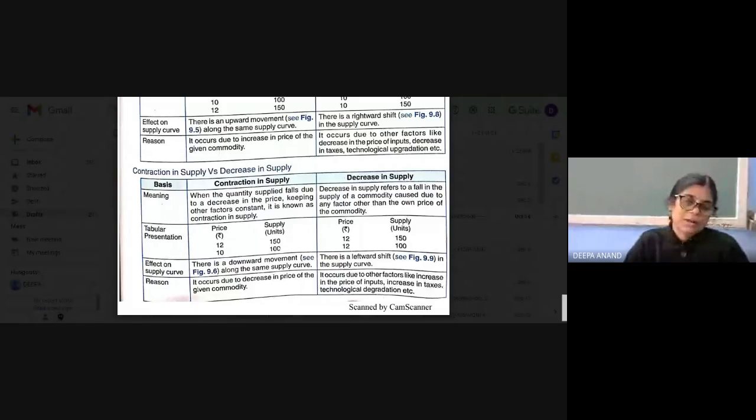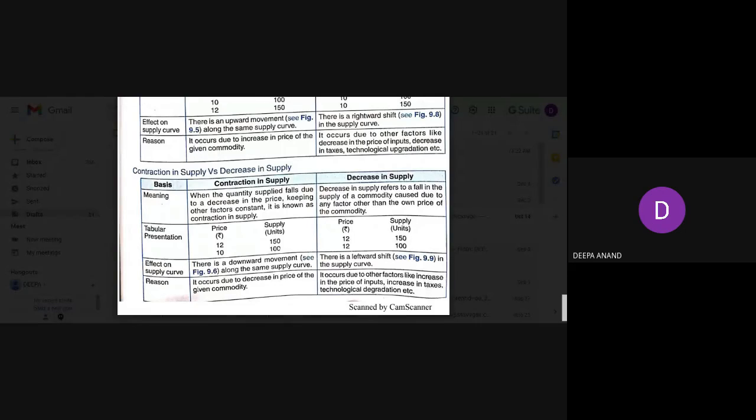To example thoda samajh ke likhna. Contraction hai to supply kam dikhana hai. So in the first case it's due to the price, to price kam karna to supply bhi kam hogi. And second case decrease in supply, supply yahan par bhi decrease hogi but price remain unchanged because this happened due to the change in other factors.